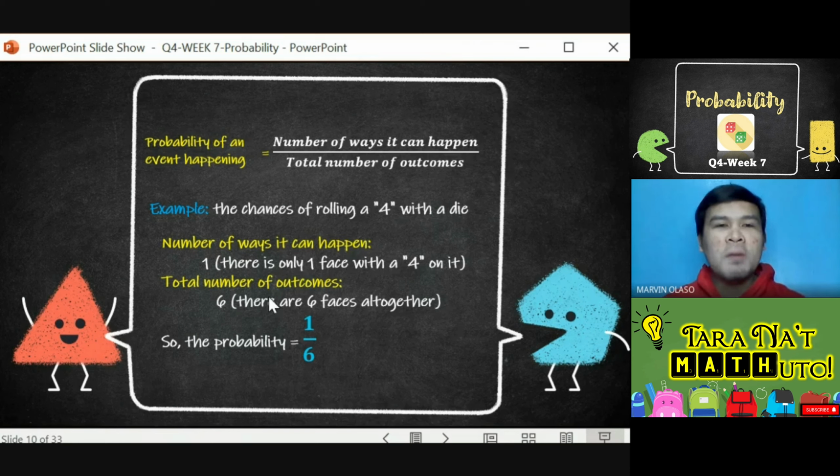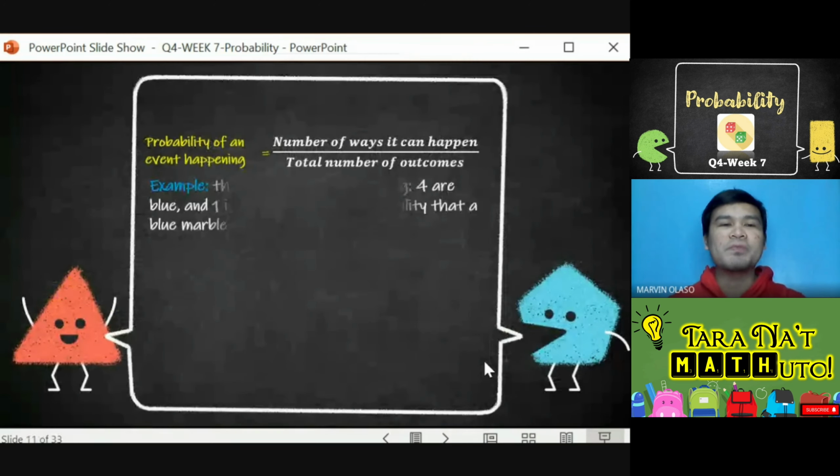Then, total number of outcomes. So, dahil 6 lang naman ang faces, so, possible is 6. So, the probability of the chance of rolling a 4 with a die is 1 out of 6, which is 1/6. Okay, next, another example.